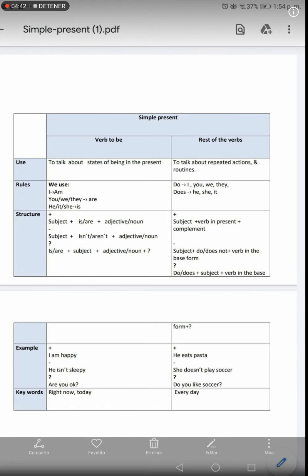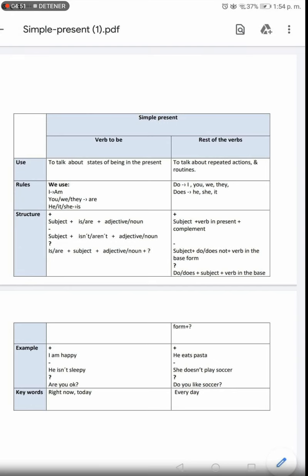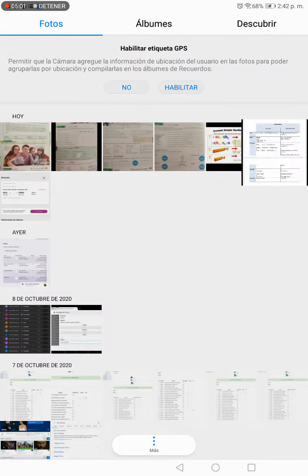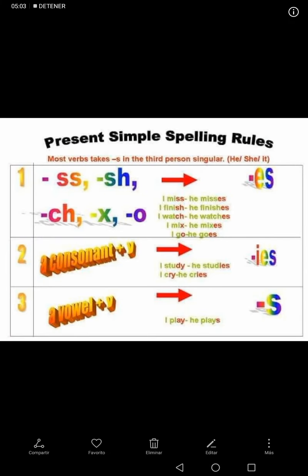Some of the keywords are the frequency adverbs or everyday activities, like for example, always, never, sometimes, really, usually, and so on. So this was a review for the simple present. But this time, guys, we're going to focus more on the spelling rules for third person singular.